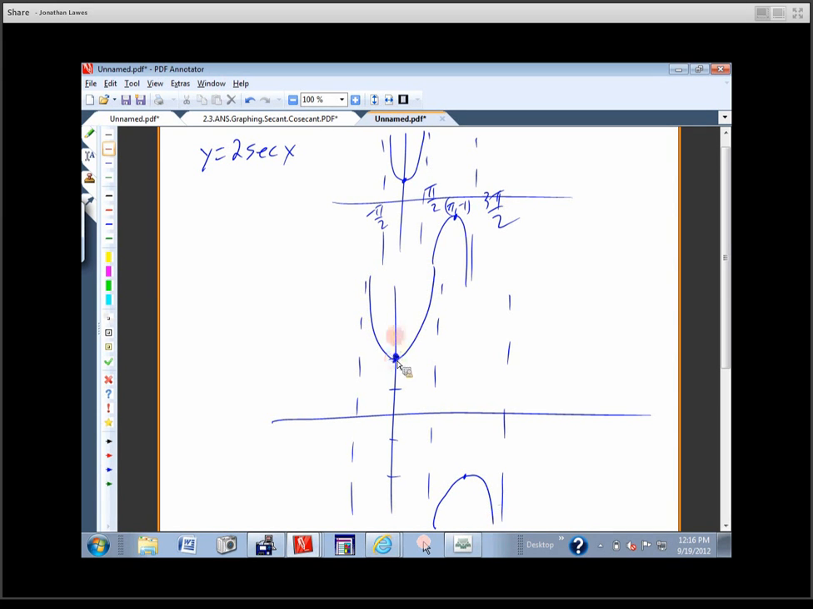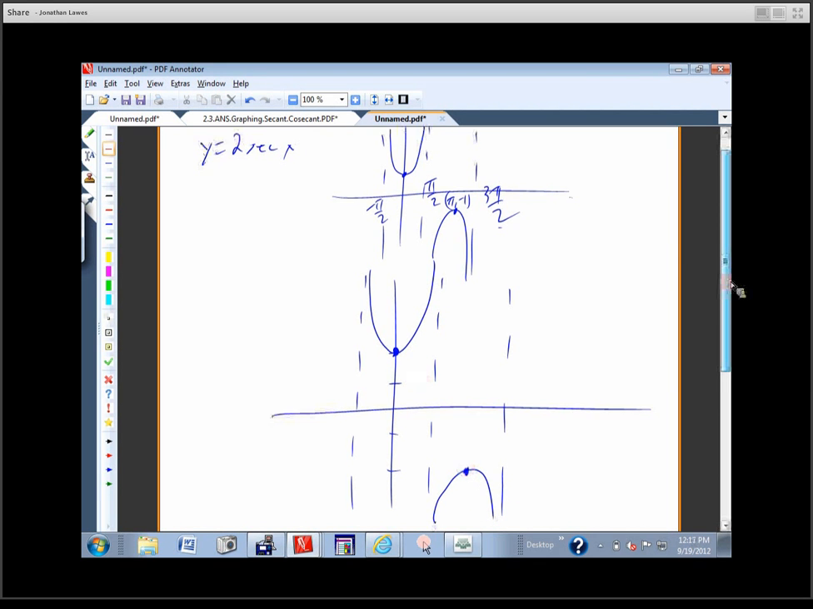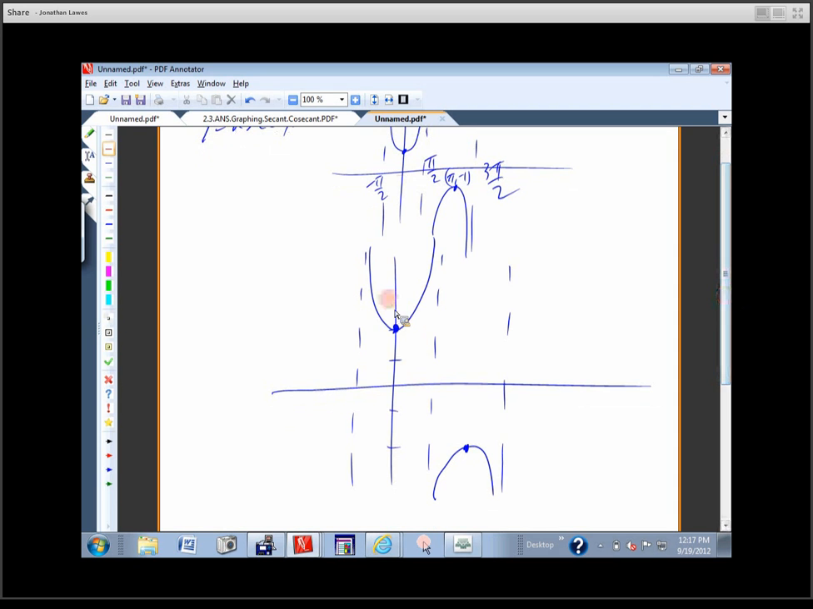Now, this one is easy to label. Will you label that one right there? Label both those points there. This one is 0, 2, and this one is pi, negative 2. And could we write down where the asymptotes are? The asymptotes are at x equals pi halves plus still k pi, right? That's it. Any questions?